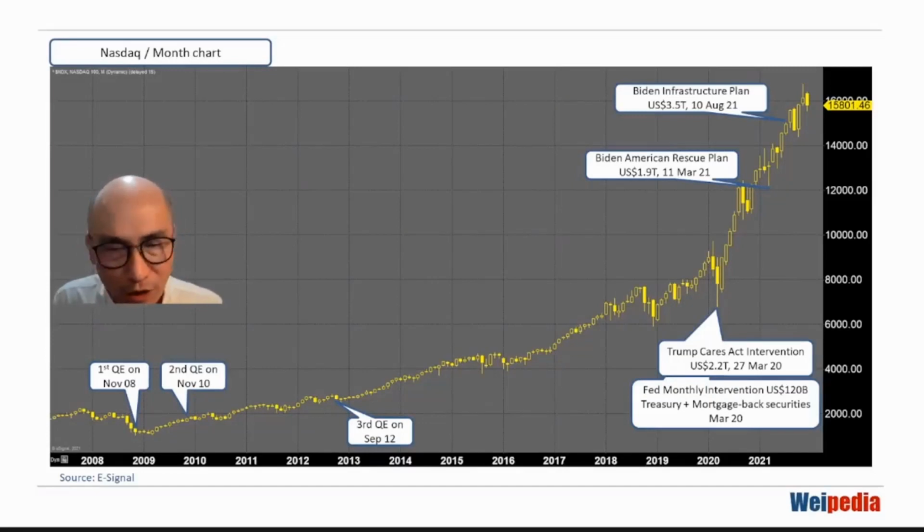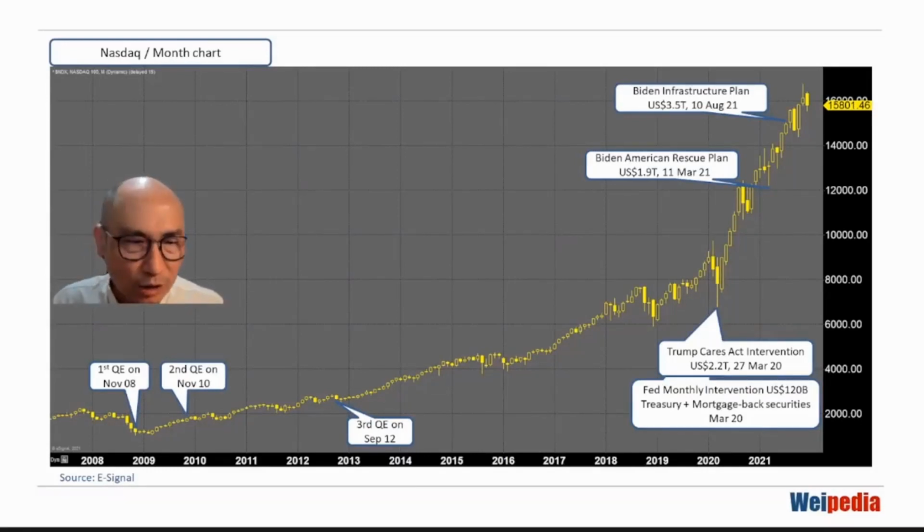It's not just the Federal Reserve, but even the Congress has had their intervention as well. You could see the Trump CARES Act intervention, that's about 2.2 trillion US dollars on the 27th of March. Then followed by Biden, 1.9 trillion, the American Rescue Plan, and the latest that we have is the infrastructure plan with 3.5 trillion US dollars.